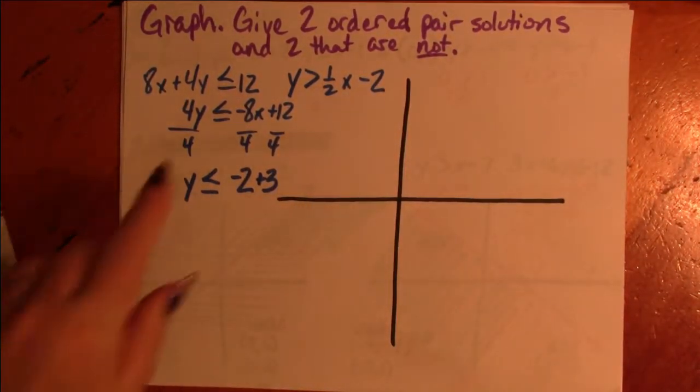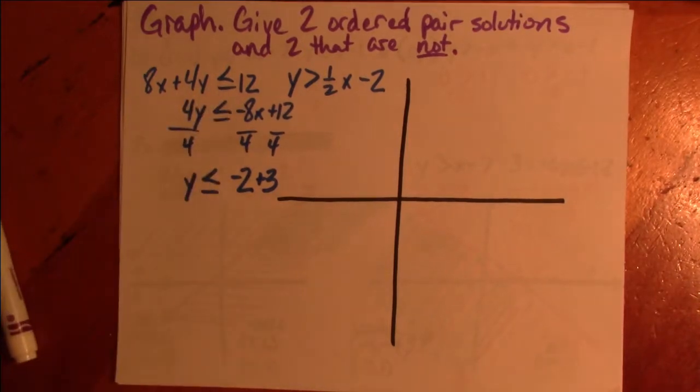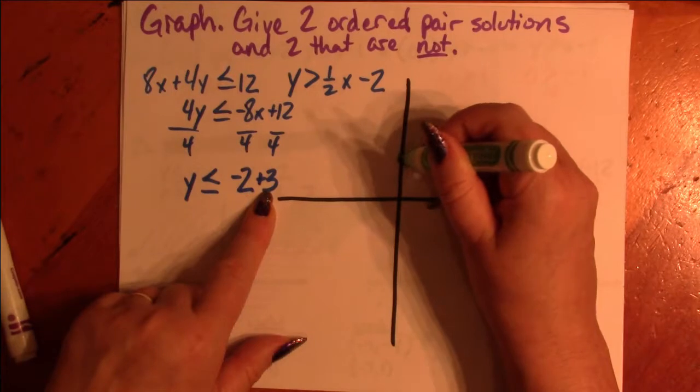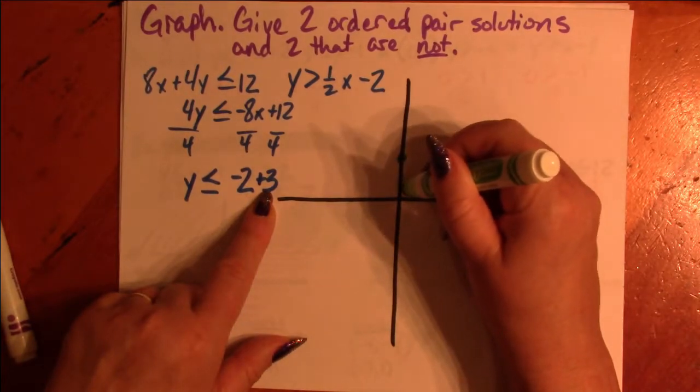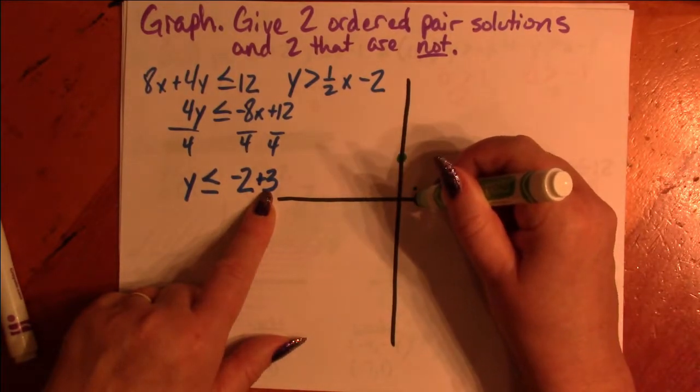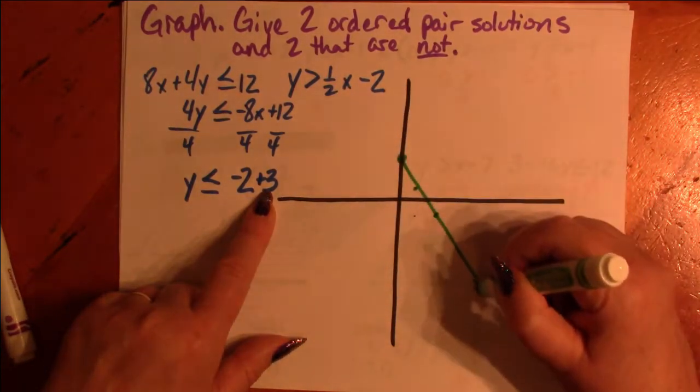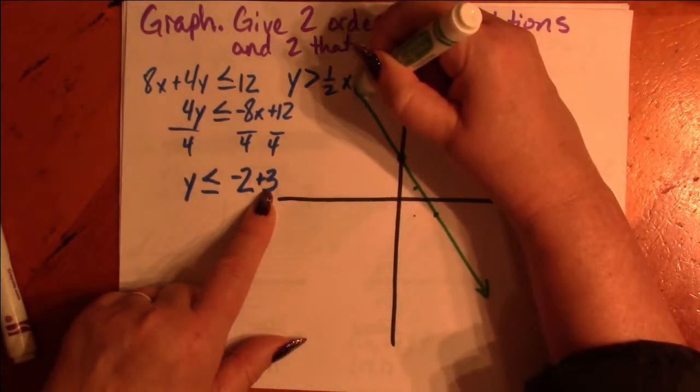So this line is a solid line because it's greater than or equal to. I'm going to start at the 3, 1, 2, 3, and I'm going to go down 2 and over 1, down 2 and over 1, and that's my line. And it's a solid line.